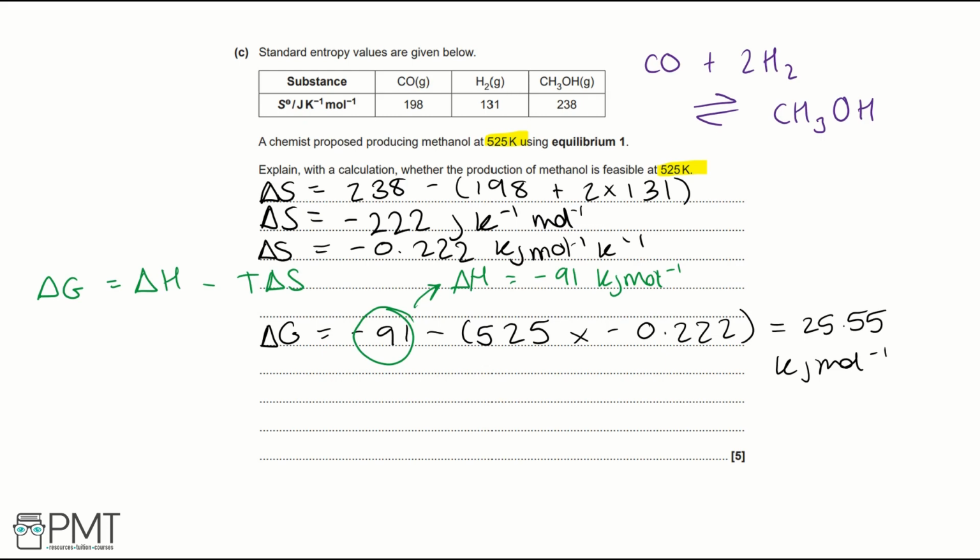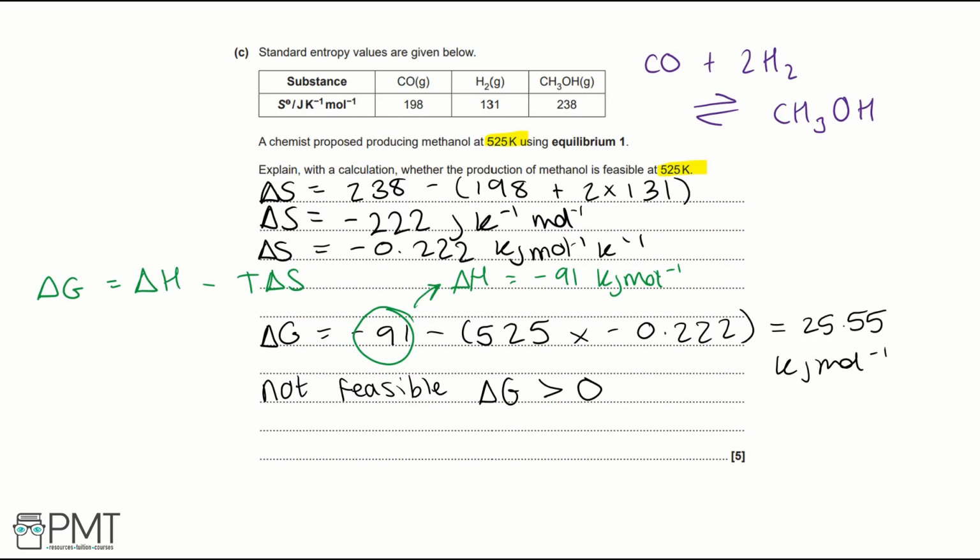Now we need to talk about whether the reaction is feasible or not, and this reaction is not feasible. So the reason for this is because the Gibbs free energy, or delta G, is bigger than 0, so it's a very positive number, which means it's not feasible.